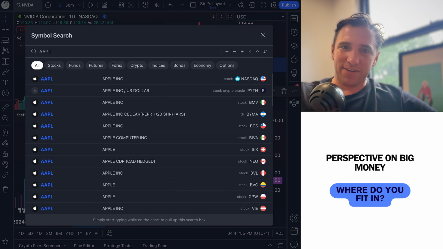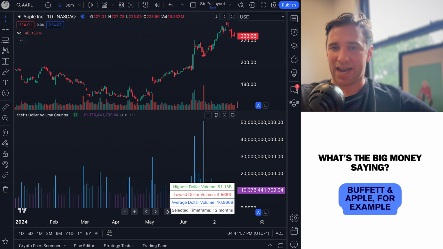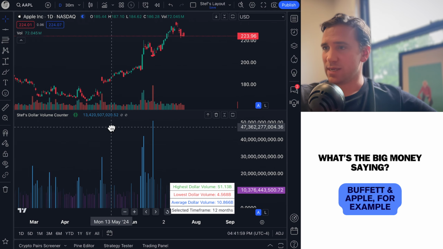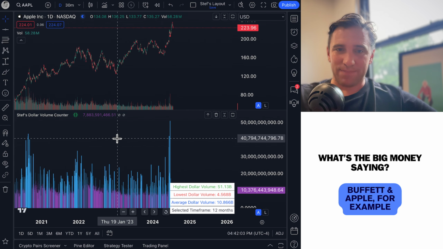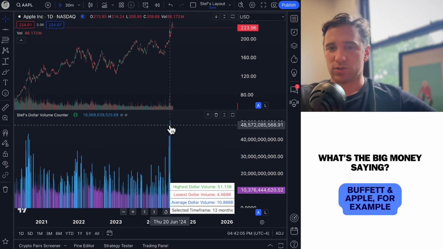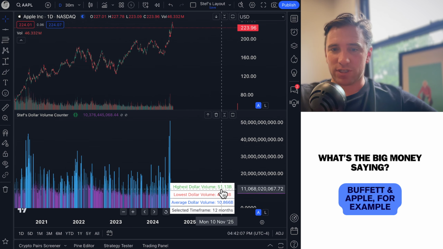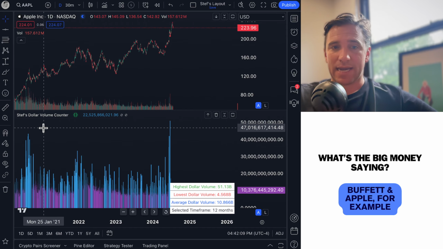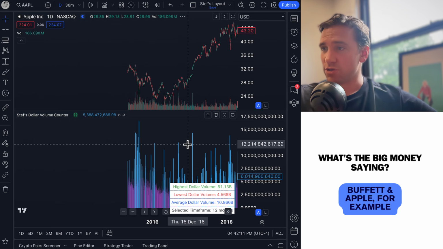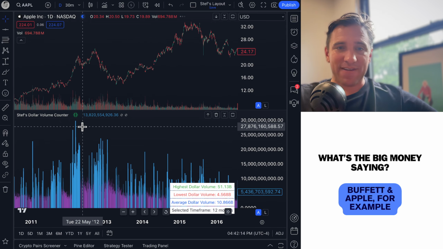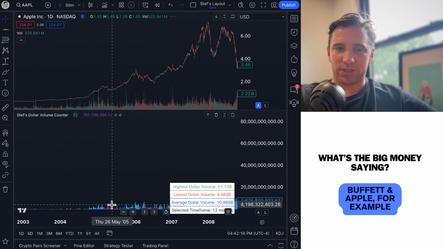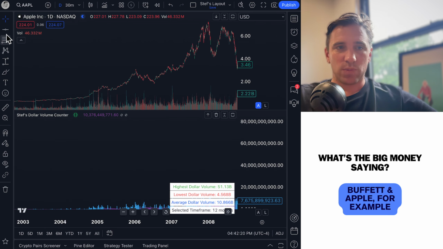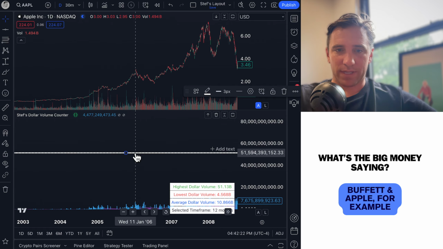Now, my favorite example of this most recently is actually on Apple. What's the big money saying? What's going on? Well, you may not know this, but just recently, Apple set a new record for total dollar volume traded at what looks to be about 51 billion. Now, I went back in time on this chart. You can do this once you get this indicator. And I found that at no other point did Apple trade 51 billion or even close to that. I'm back to 2005. We can just draw a line here. Let's do 51 billion right there.